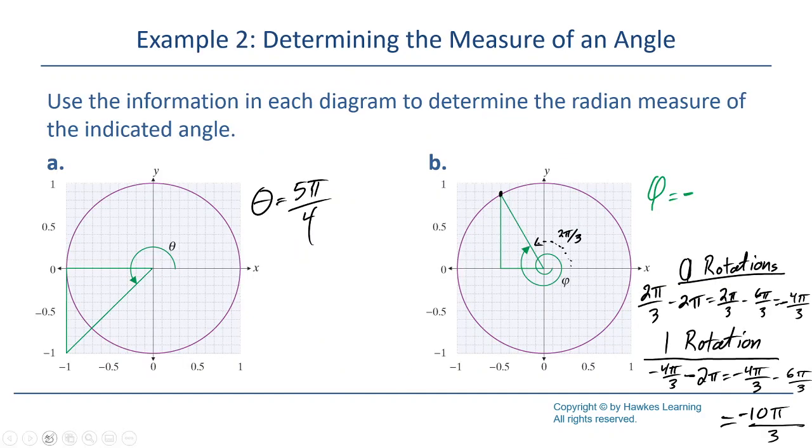Oh, and I guess I should finally write the answer for this one. That phi is negative 10 pi over 3.